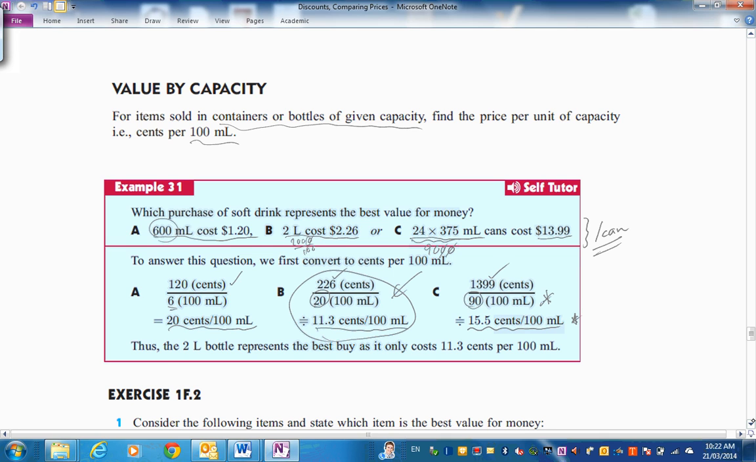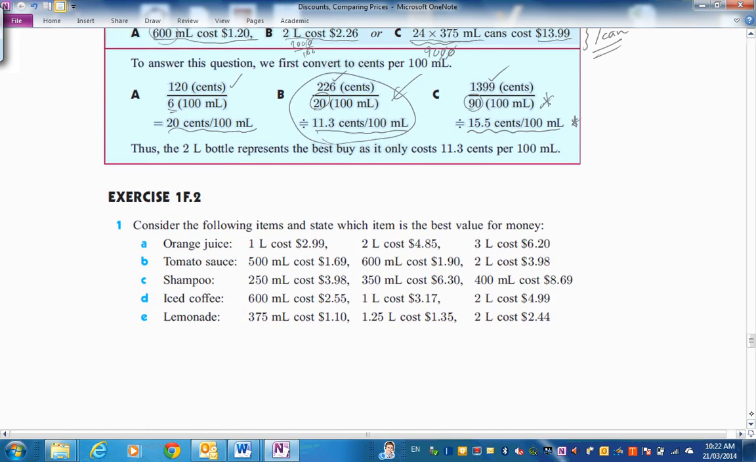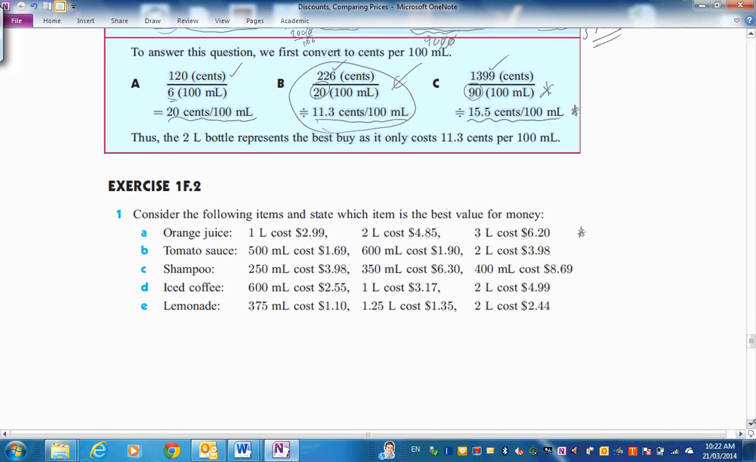Okay, come and do some problems. Here we are. You could do it just per litre or per 100 mils, and see what you get here. This one is probably better just to divide through by the litres and compare it that way. All right, have a go, and I'll show you the answers.